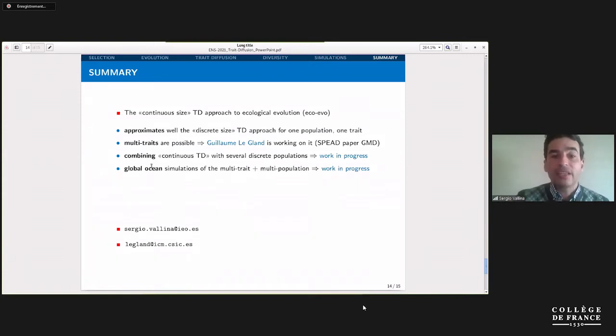We are also working, when I say we, it is Guillaume Leglon. He's taking the lead on this project. He's combining these 2 approaches as well, of the discrete entities with the continuous case, in a way that each population has its own variance, and therefore you can have a multi-population continuous case. I don't know if I explained myself properly, but that's what I wanted to say.